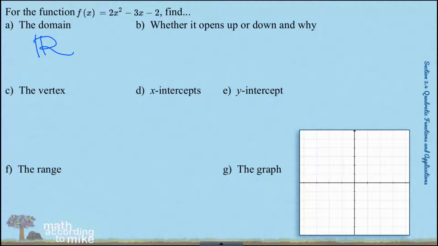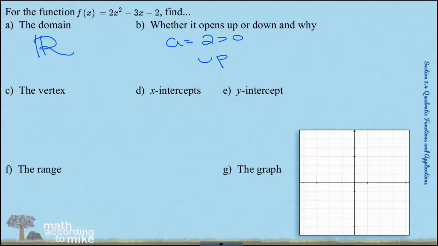Whether it opens up or down depends on the leading coefficient. The leading coefficient is 2. We call that A. Since 2 is positive, it would open up. We are in ABC format.